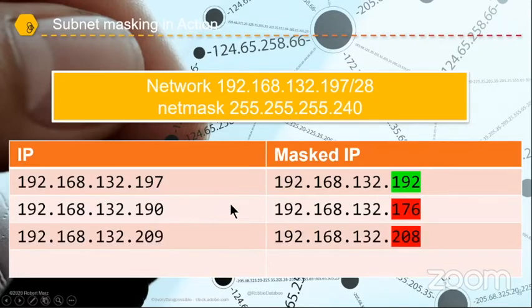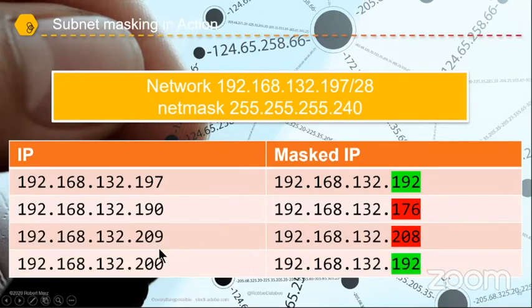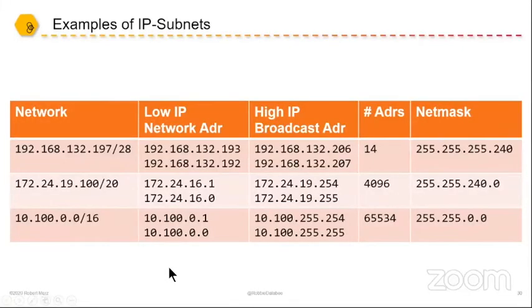The next address is the same thing. We use the 209, we will get a different network mask. And if we use the 200 at the end, that will be in the same subnet as the first address, and the first line and the last line will be in the same subnet and can reach each other without routing. Okay, these are a couple more examples of subnets.